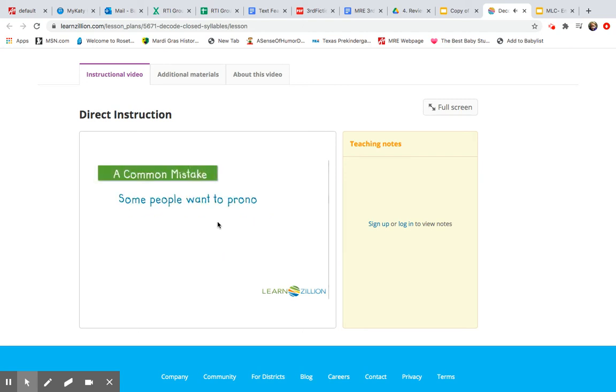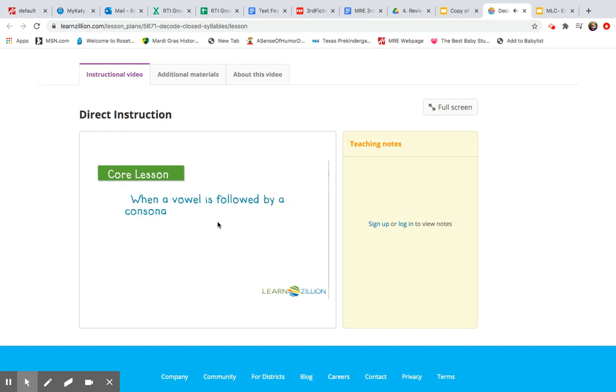Now, a common mistake is that people want to pronounce all words with long vowel sounds. So when they'd see an A here, they'd assume it said its alphabet name A, and they'd think it was the word cape. But cape is actually spelled with the magic E at the end. This first word is the word cap.